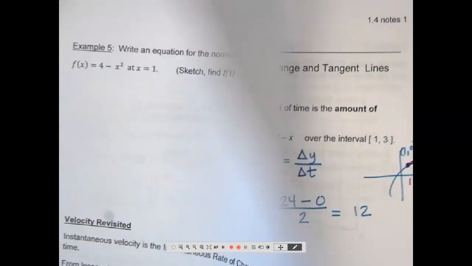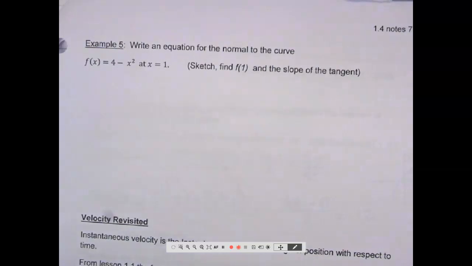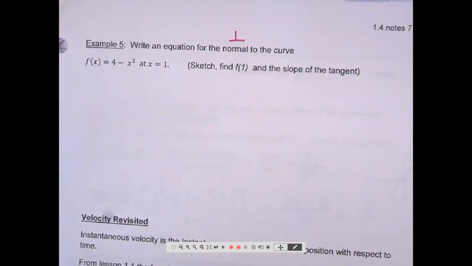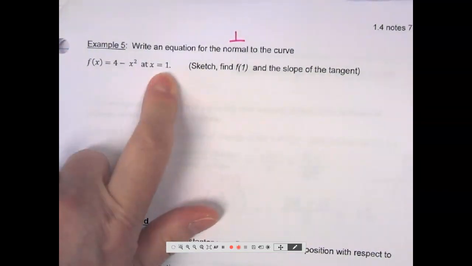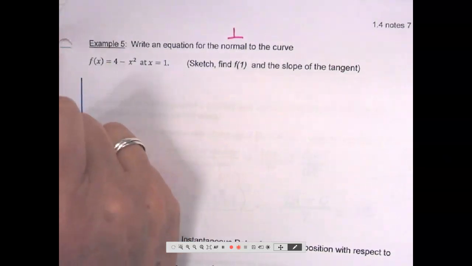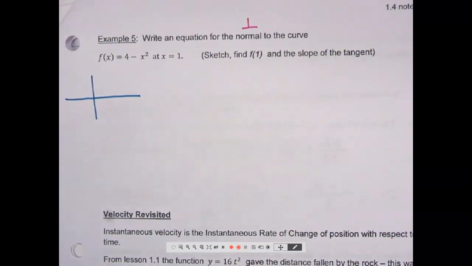All right, almost done here. Next to last example. Write an equation for the normal to the curve. That means perpendicular line. Here's our function, and we're interested in x equals 1. Okay, so what does this graph look like? 4 minus x squared. It's going down. It's a downward parabola because it's negative x squared.